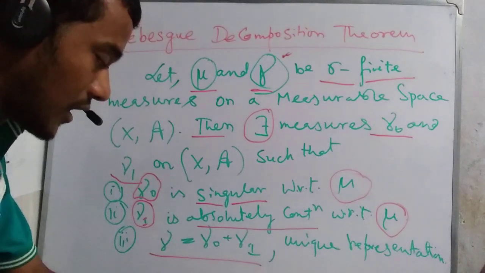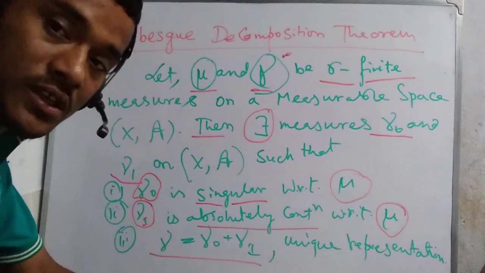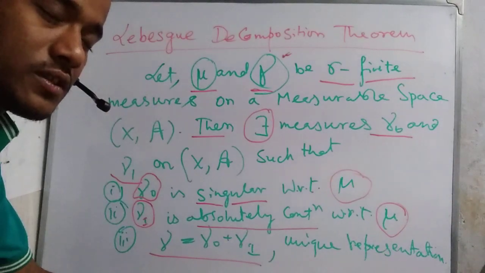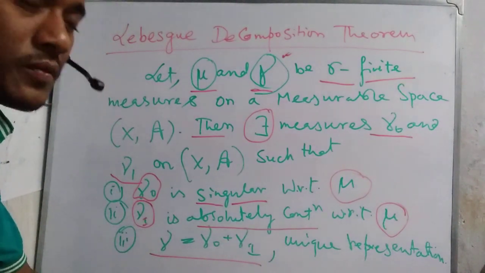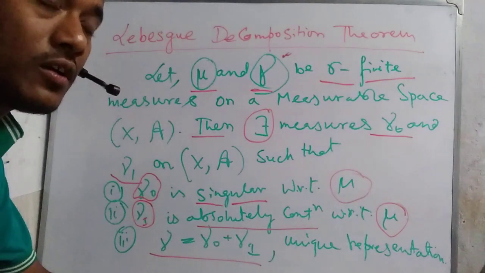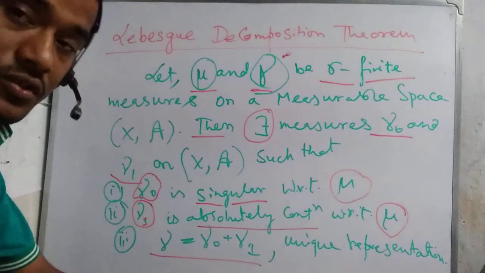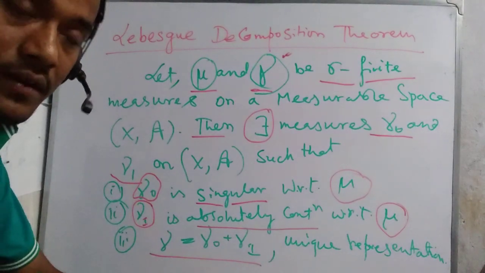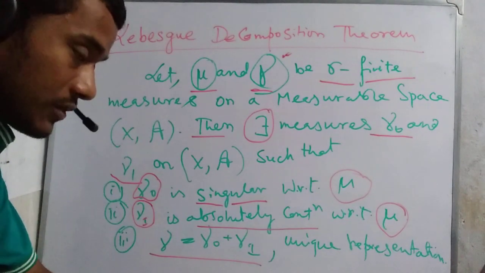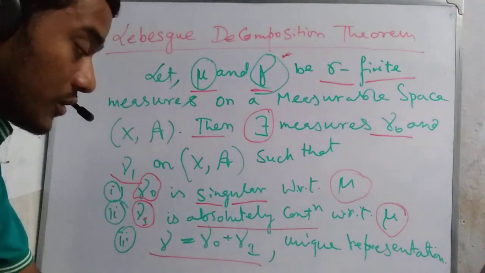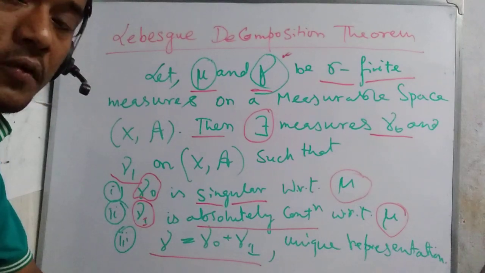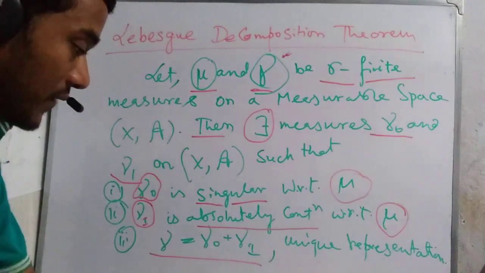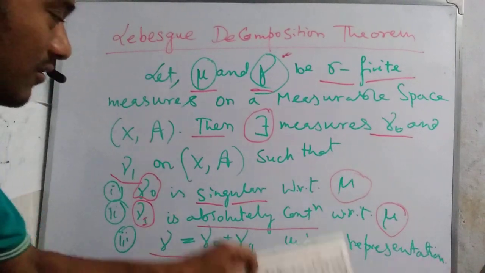Here we have two sigma finite measures on a measurable space, and we find two other measures on this measurable space, gamma 0 and gamma 1, such that gamma 0 is mutually singular with respect to the first or second sigma finite measure, and gamma 1 is absolutely continuous with respect to the same measure. Then we also represent another sigma finite measure as the sum of gamma 0 and gamma 1. This proof is too easy, not hard for anyone.